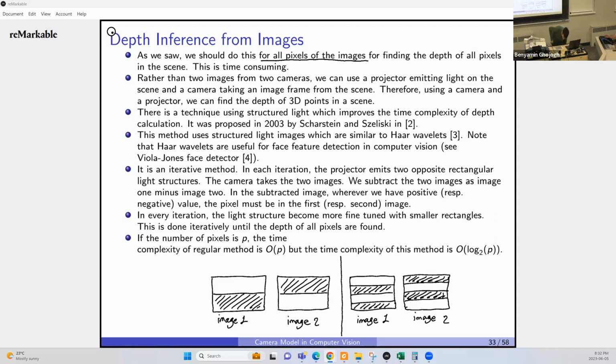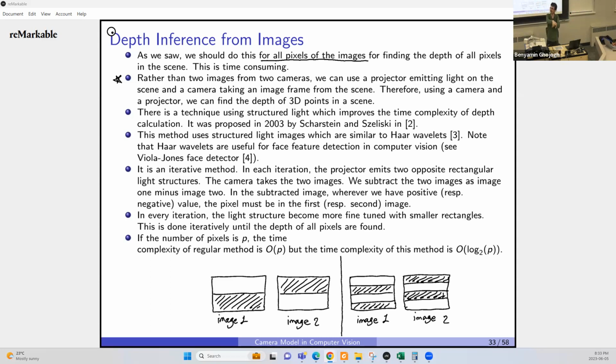Yes. Oh, by the way, an interesting point before I tell you the technique for improving the time complexity. I said we have two images, right? For example, two images from the same scene to infer the depth and 3D coordinates. Rather than two cameras or two images, I can have a projector and a camera, right? Projector is the reverse of camera.